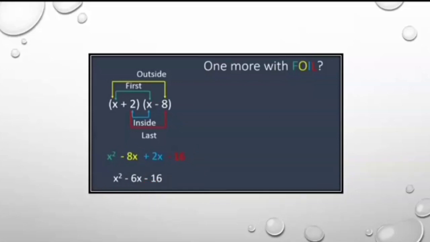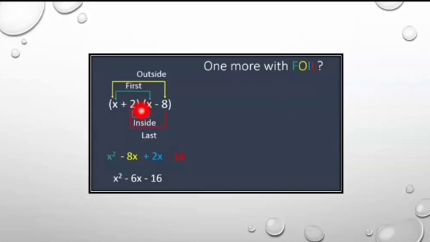Actually, FOIL method is the same method in which we multiply the polynomials by distributive law. You can see if we solve this question by distributive law, what will we do? We will take first term of the first polynomial, and then we will multiply it with both terms of the second polynomial, and then we take second term of the first polynomial and multiply it with both terms of the second polynomial. Let's see.